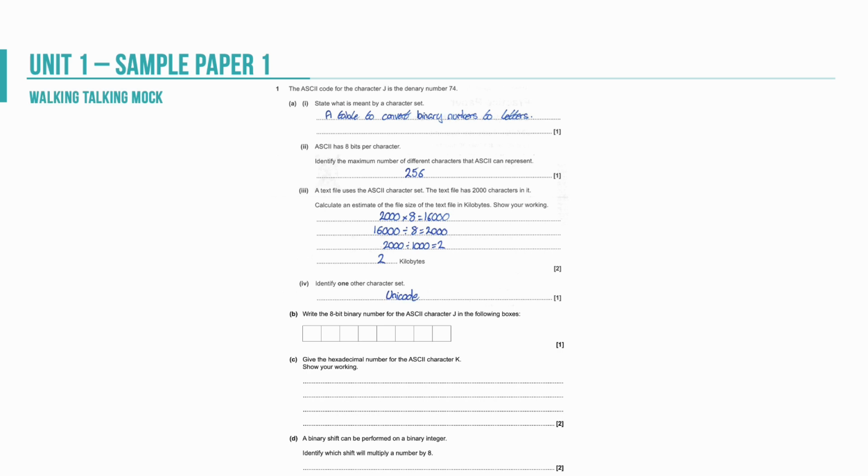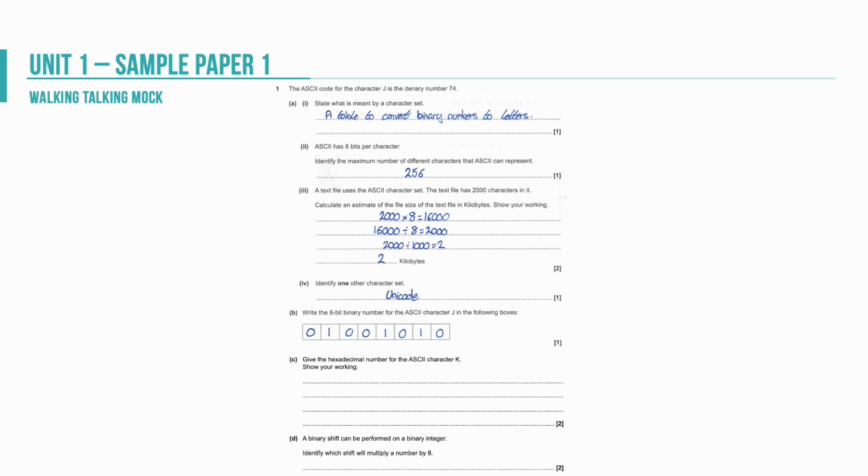It then wants us to write the 8-bit binary number for J. Now we're told that J at the top is 74, so it's really important you've read the part at the top of the page. In effect, therefore, this question is asking what is 74 in binary? Hopefully you've been taught how to convert from denary to binary. If not, there's a video on this channel talking through. The answer is 0100 1010.